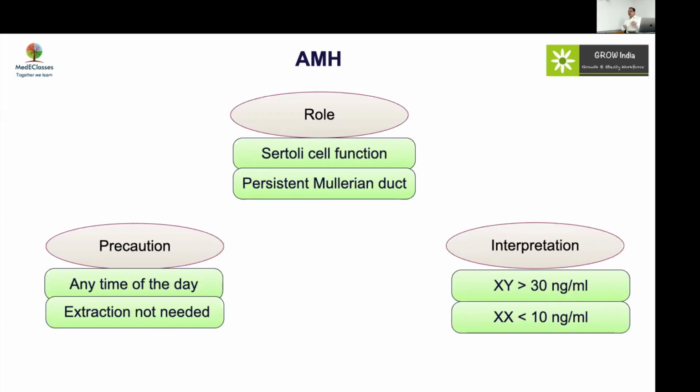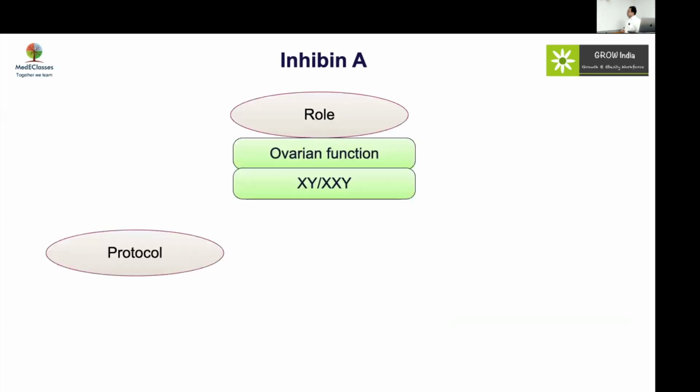So it's a good test to really look at whether the Sertoli cells are there and functioning or not. And if you have very high AMH, of course, that's resistance, a very, very rare situation. Inhibin A, again, is a very rare test. I would not do that very often, but this may be a marker of ovarian function. It will help, particularly if you have a borderline case like XY, XXY, where the question is, do you have ovarian tissue?